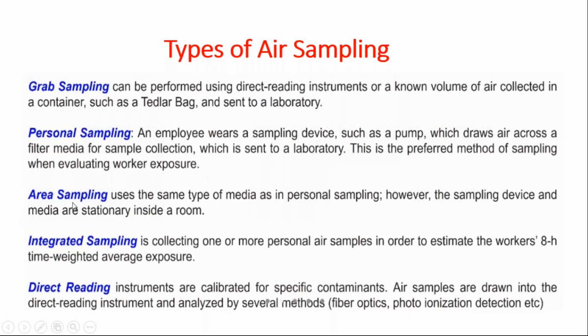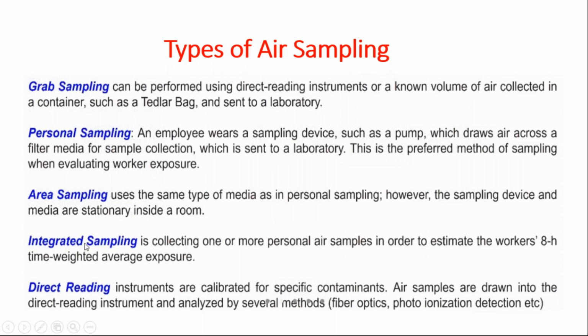And the other one is area sampling. We can also call it location sampling. In this type of sampling process, we obtain a sample from a particular, fixed location. The location of the equipment is fixed.